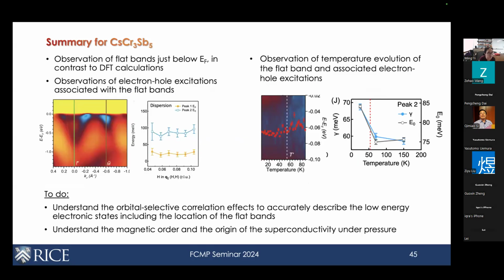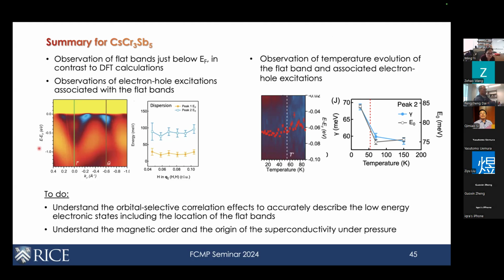Okay, I'm mostly done. I just want to summarize this last part for the work on the cesium chromium 3 antimony 5. So in summary, we have observed these electronic flat bands just below the Fermi level. This is in contrast to what is shown in the DFT calculations. And then from RIXS, there's also the observation of these electron hole excitations, which are associated with the flat bands. And then the very consistent observation of the temperature evolution of both of these features really suggests that these flat bands are participating in this ambient pressure electronic orders.